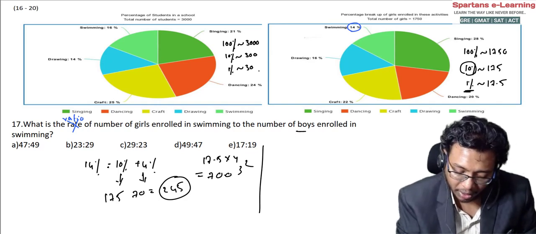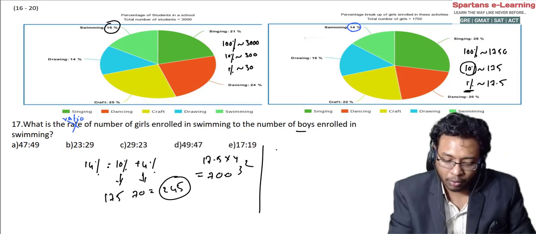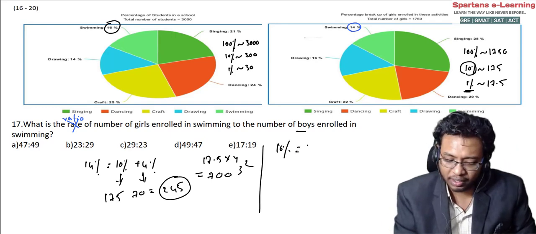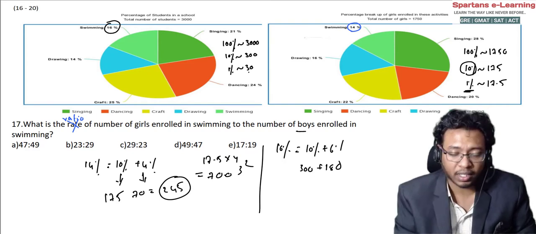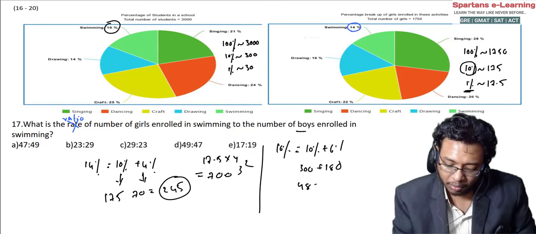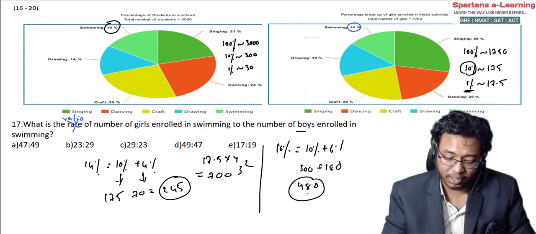Total here, swimming, if you see, swimming is here 16%, right? Now 16% is 10% plus 6%, 10% is 300 plus 6% is 180, because 1 is 30, so 6 means 180, so it will be 480. What is this 480? Total strength, right? Boys plus girls is 480.